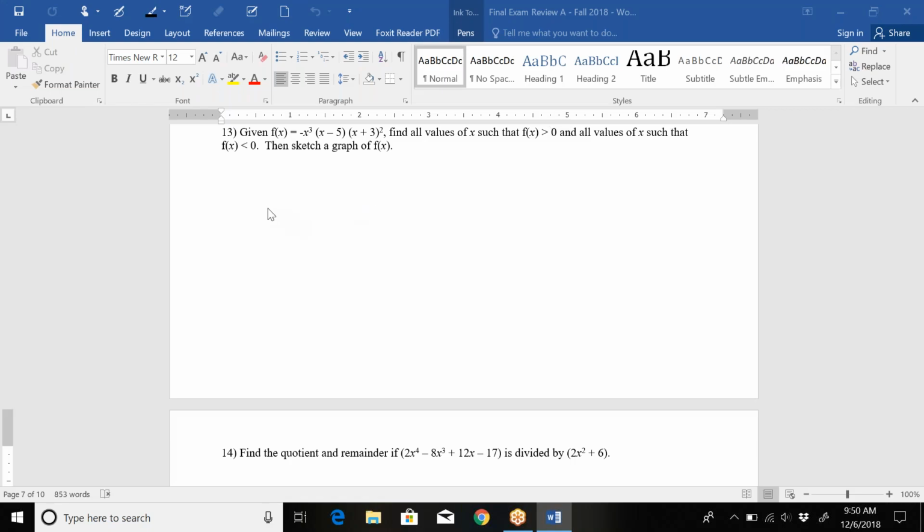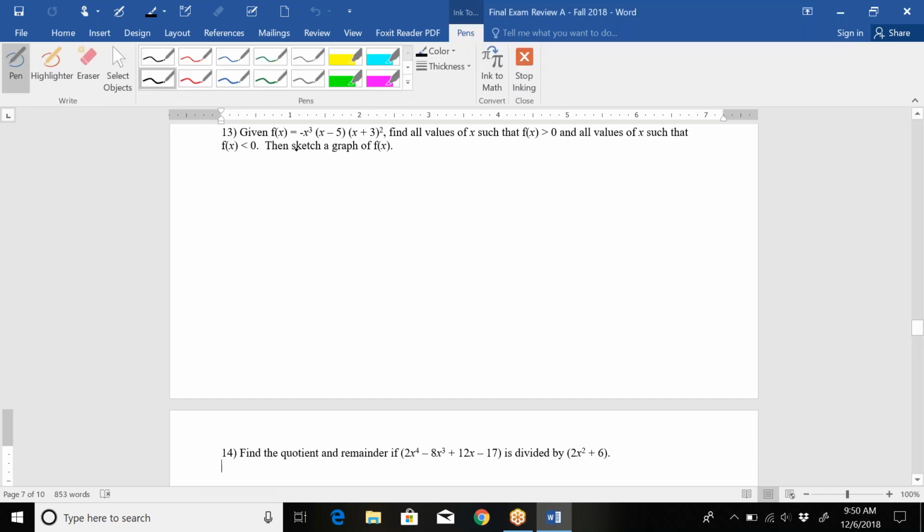All right, this is the Day 2 Math 136 Review A for the final exam, and this is Part 2, starting with number 13. It says, given the function f of x equals negative x to the third times x minus 5 times x plus 3 squared, find all values of x such that f of x is greater than 0 and all values of x such that f of x is less than 0. Then sketch a graph of f of x.